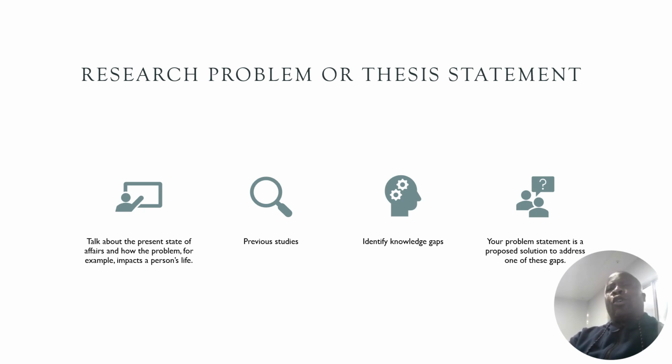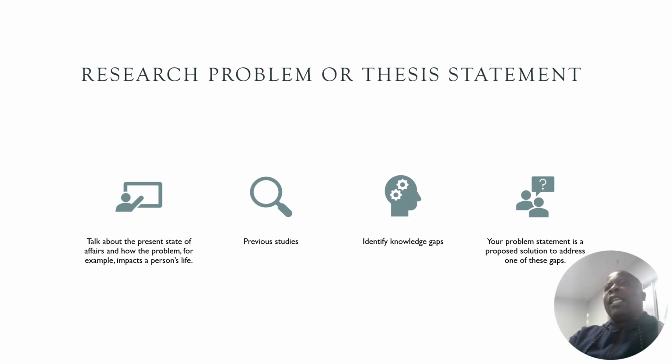The second thing that you also have to do is discuss the present state and how the problem impacts people's lives. Don't leave that part hanging. We need to know, for example, you want to start with unemployment. Well, how is unemployment impacting people's lives? Drug abuse, how is it impacting people's lives? It's very important for you to do that.